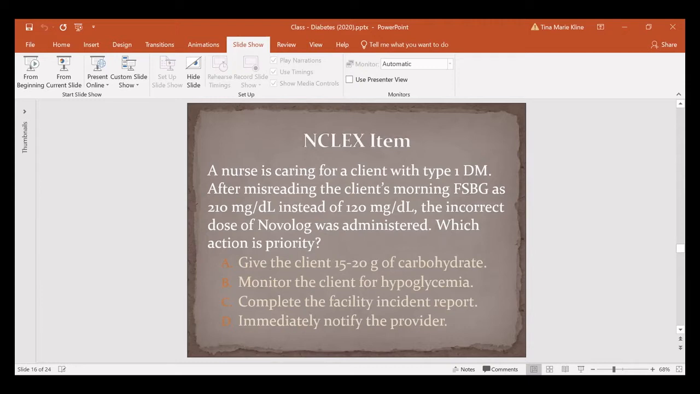So when you're looking at this, the correct answer is going to be B, monitoring the client for hypoglycemia. Now, obviously, if that would occur, I'm going to start treating them per the protocol. And if you recall, treating for hypoglycemia is going to depend. Is your patient awake and alert? Are they able to swallow? Versus they're not able to swallow, or they're unresponsive, or disoriented to the point that they would not be able to take oral intake.